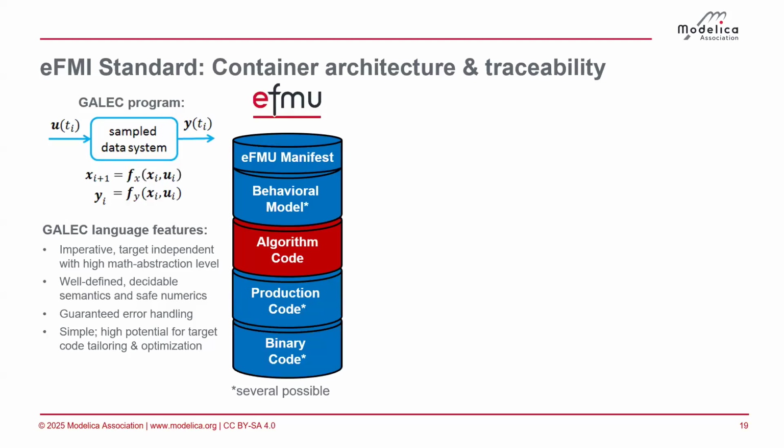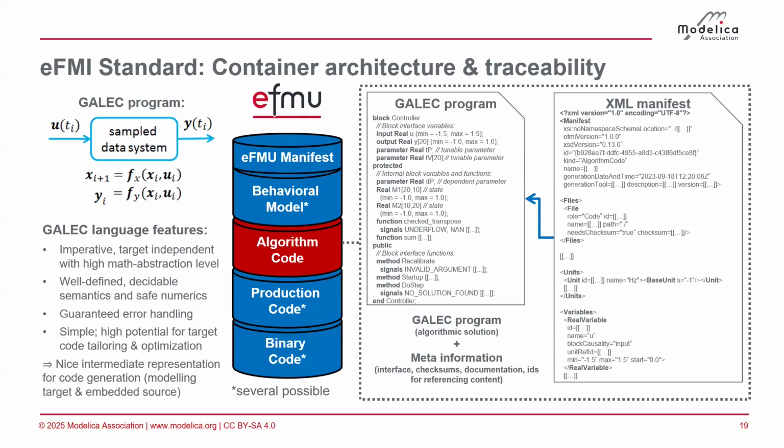We can't give this guarantee for general C code because you have the alias problem and the pointers and stuff. But in Gallic, we can decide this kind of thing. So it's a nice intermediate representation for code generation. And this is how it looks.